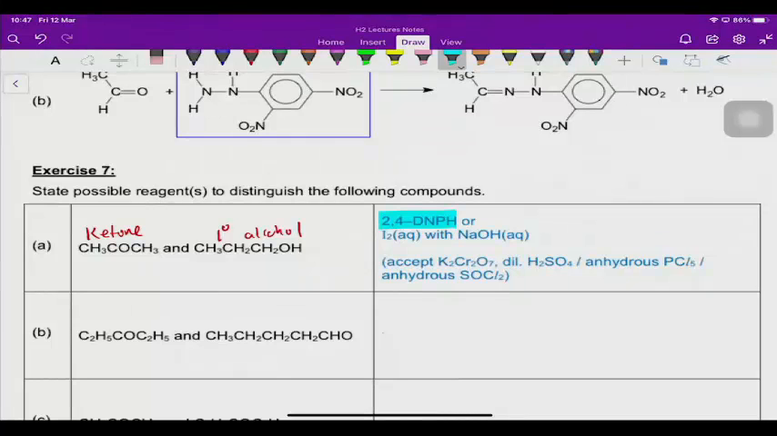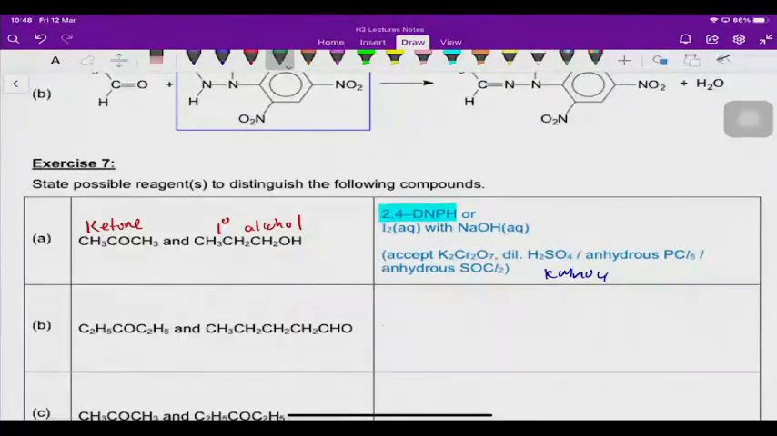Of course, you realize the ketone does have a special structure, so you can use your iodoform. But because it's alcohol, alcohol can also use PCl5. Alcohol can be oxidized, so dichromate. You want to use manganate also can, but sometimes we don't encourage manganate because there are a lot of functional groups that can be oxidized by manganate. So it shouldn't be the first thing you think of, but if you want to put manganate in this case, also not wrong.